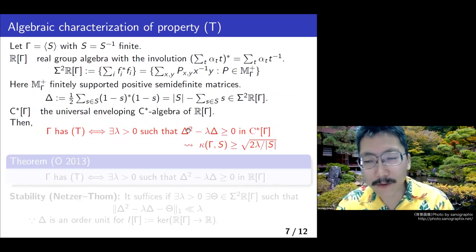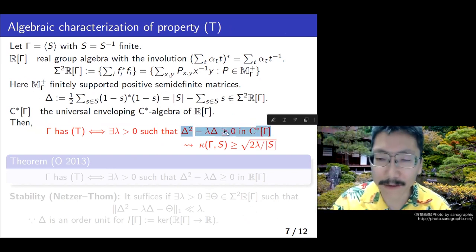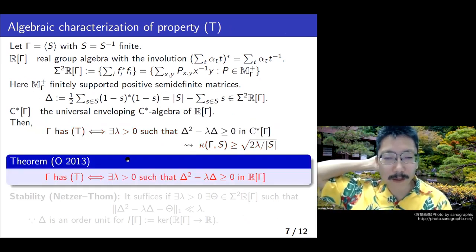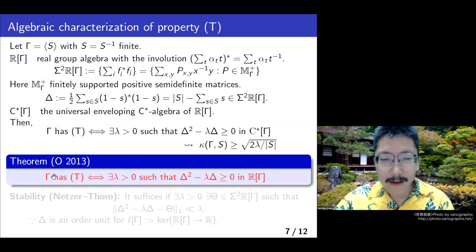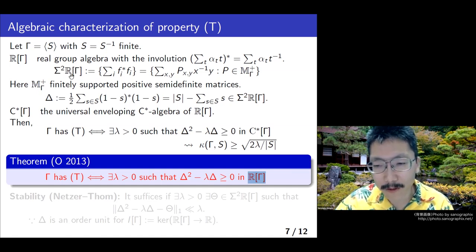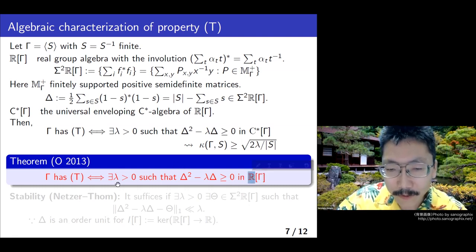The problem is whether this inequality can be lifted to the real group algebra, and in this case, indeed it can. That's my theorem back in 2013. Gamma has property T if and only if this inequality is solved in the real group algebra. Non-negative means it's in the sum of squares, Hermitian squares. Or in case you want, this R can be replaced with the rationals.